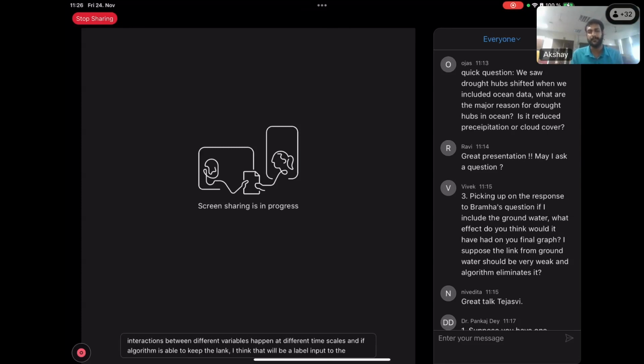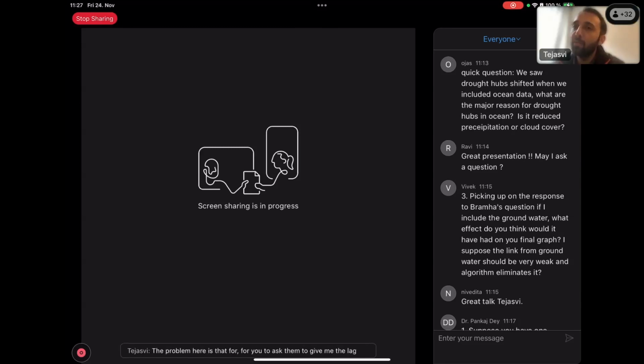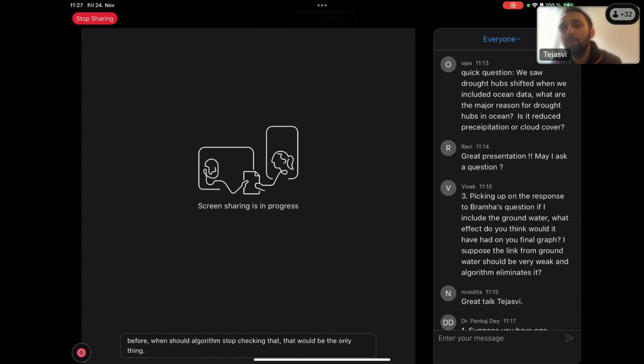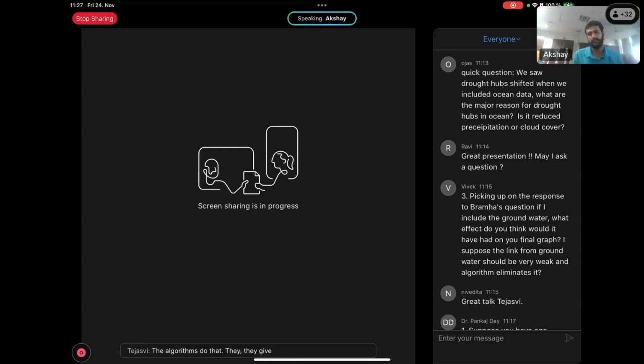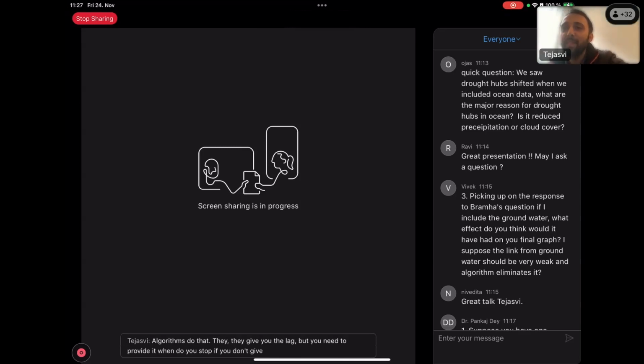See, the problem here is that for you to ask an algorithm to give me the lag, that simply means you are asking the algorithm to check at how many lags. So when should the algorithm stop checking? That would be the only thing. Most of the algorithms do that. They give you the lag, but you need to provide the stopping point. If you don't give that number, then there would be infinite lags to test. That would just create some computational problems. I hope it makes sense.